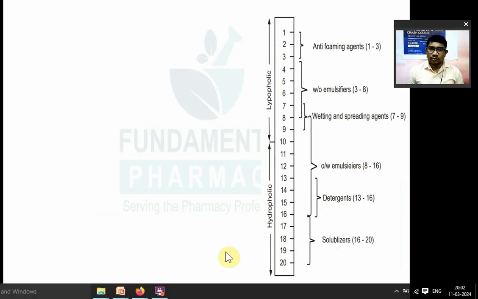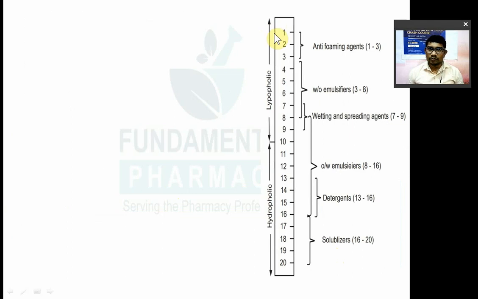HLB value ranges from 1 to 20. It is an arbitrary scale. So 1 to 20, and the middle point is 10. If a surfactant has an HLB value less than 10, it is lipophilic in nature. As the HLB value decreases, the lipophilicity increases. Those surfactants which have an HLB value between 10 to 20 are known as hydrophilic.